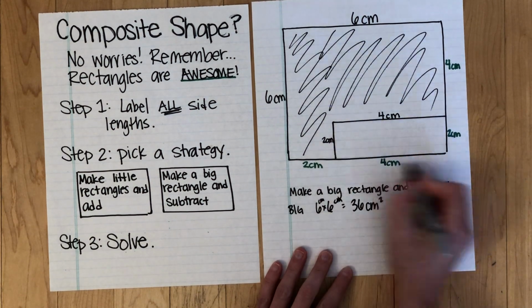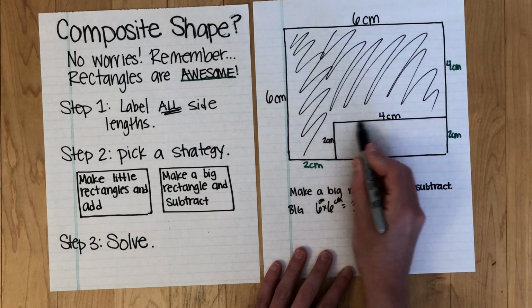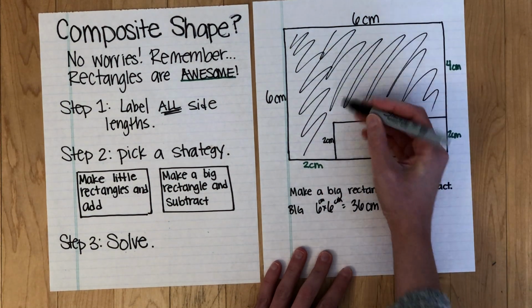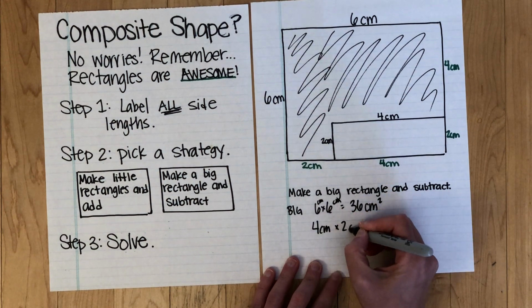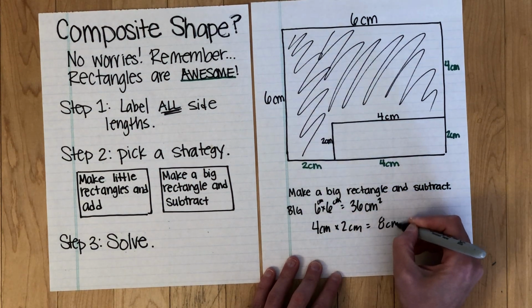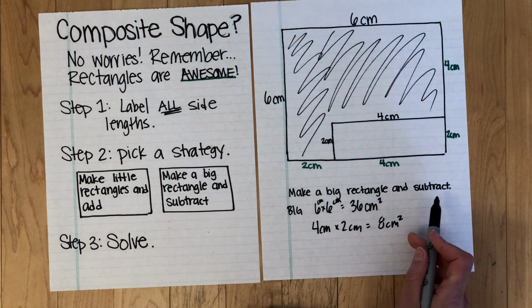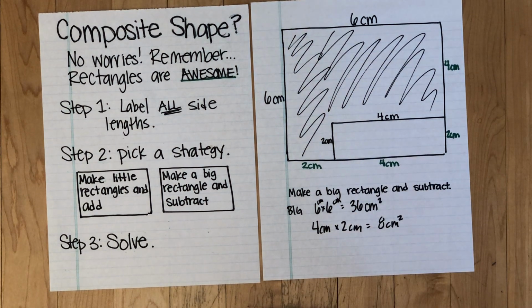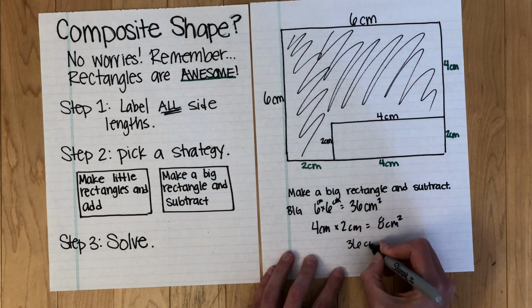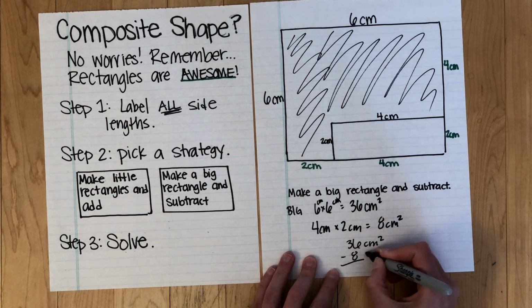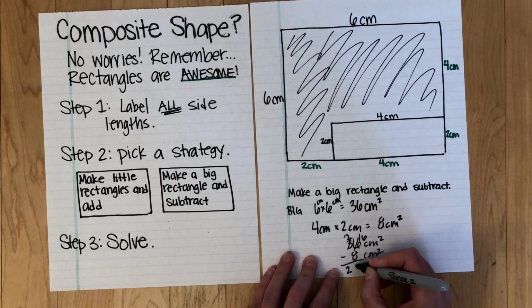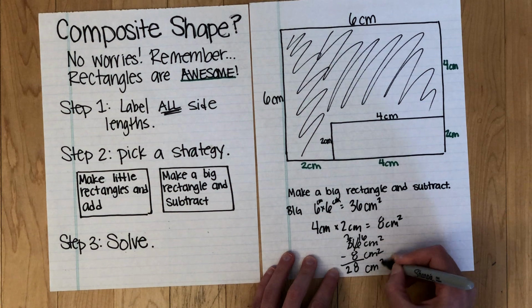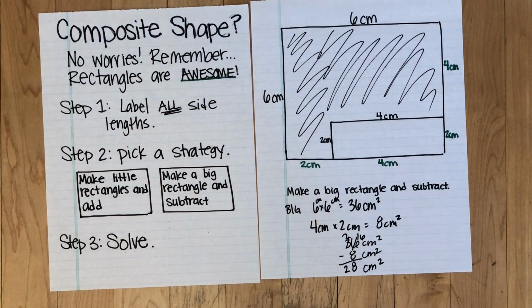And now I need to find the area of this little rectangle here. So one side length is 4 centimeters and the other side length is 2 centimeters. 4 centimeters times 2 centimeters equals 8 centimeters squared. This is make a big rectangle and subtract. So what am I going to do? Subtract. 36 centimeters squared minus 8 centimeters squared is 28 centimeters squared. And that's the same answer I got before. I just did a yo. Check it, exactly.